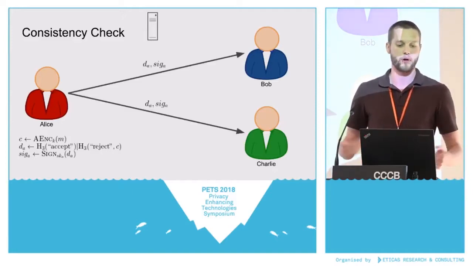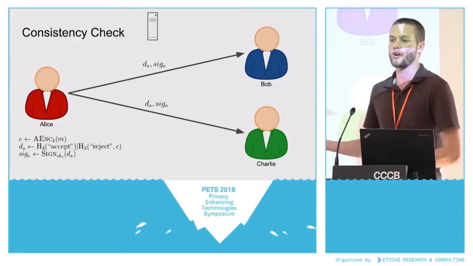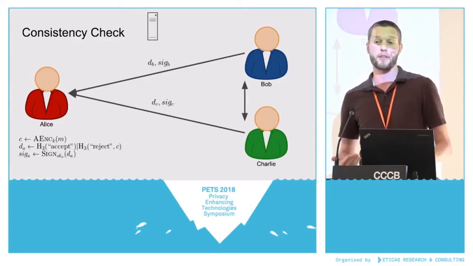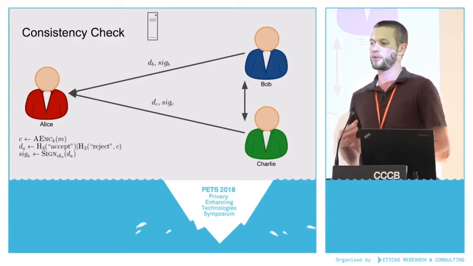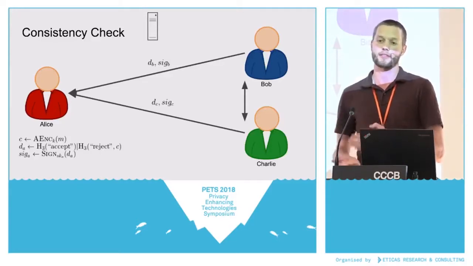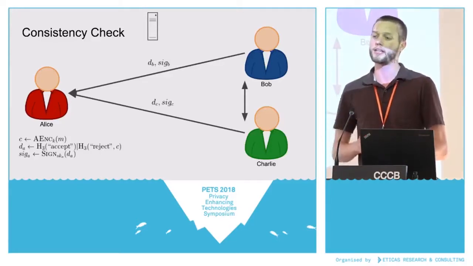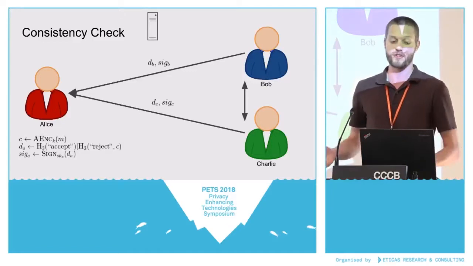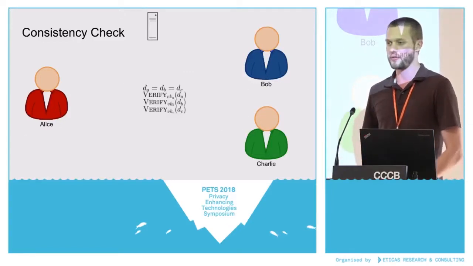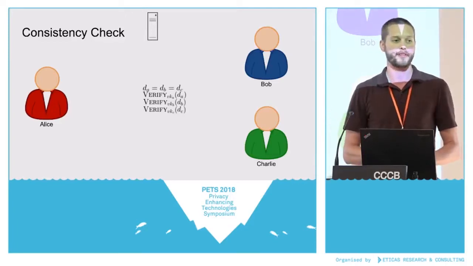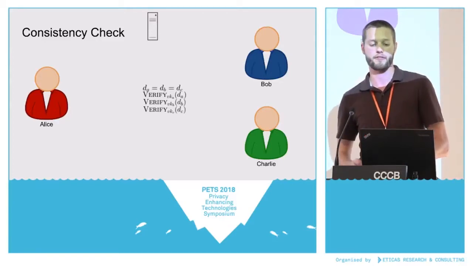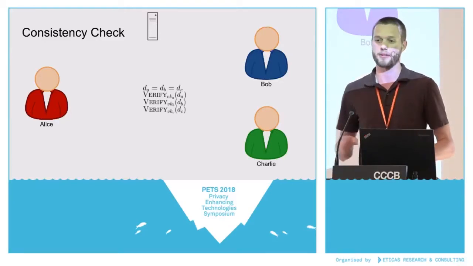Over the deniable two-party channels, she sends the digest along with her signature to Bob and Charlie. They do the same thing. They produce an accept digest if the ciphertext successfully decrypts, and they reject it if the decryption fails. So after this phase, they're able to verify that they all computed the same digest of accepting the ciphertext, and they can verify the signatures of the ciphertext. Now they can display the message.